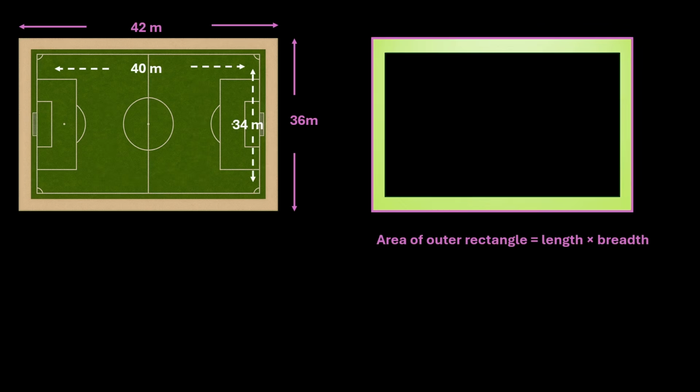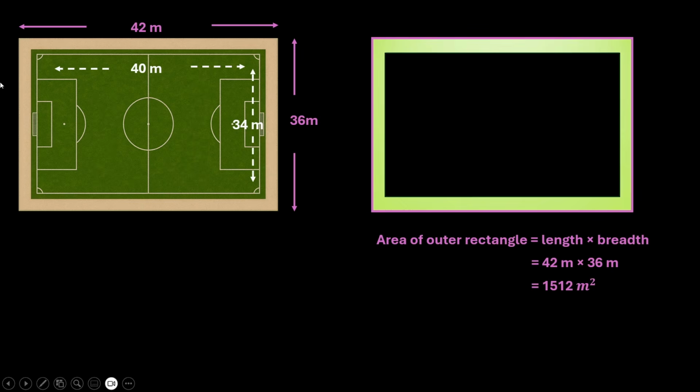So, let us do this. Let us first calculate the area of this outer rectangle, the pink one. Area of rectangle is length into breadth. The length is 42 meters and the breadth is 36 meters. So, once we calculate this, we get 1512 meters square. That's the area of the outer rectangle.